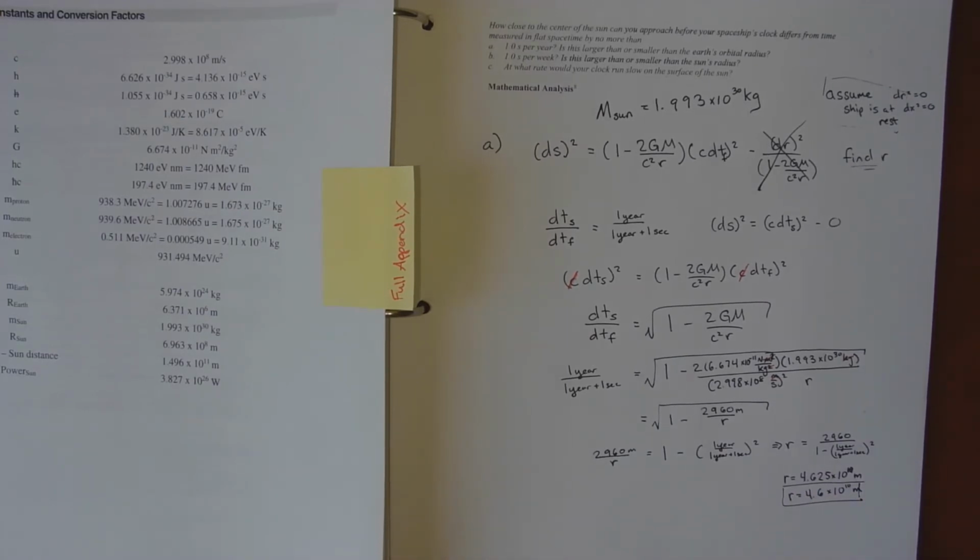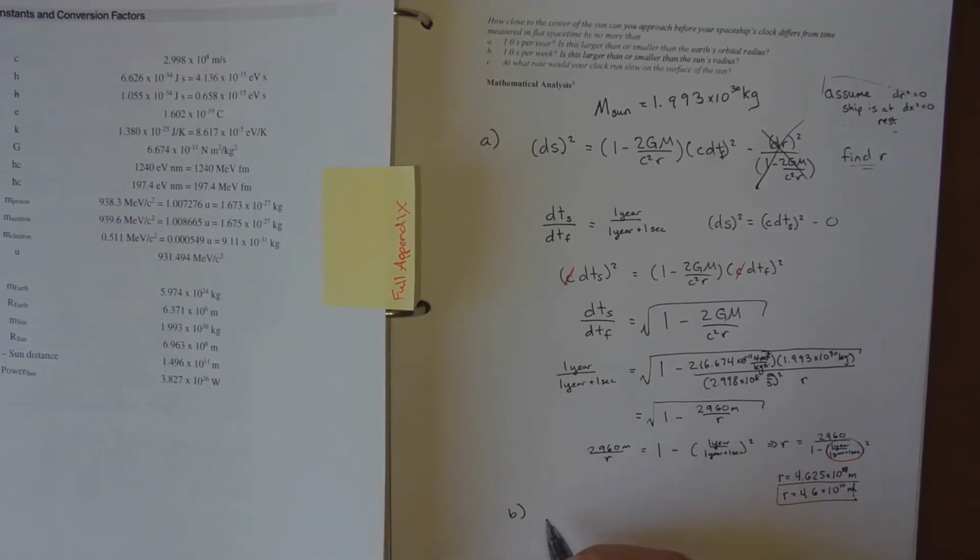Then for part B, what if the difference is 1 second per week? Now the only thing that would change in our formula is what we have here. So for part B, it would be R is equal to 2,960 divided by 1 minus 1 week over 1 week plus 1 second squared.